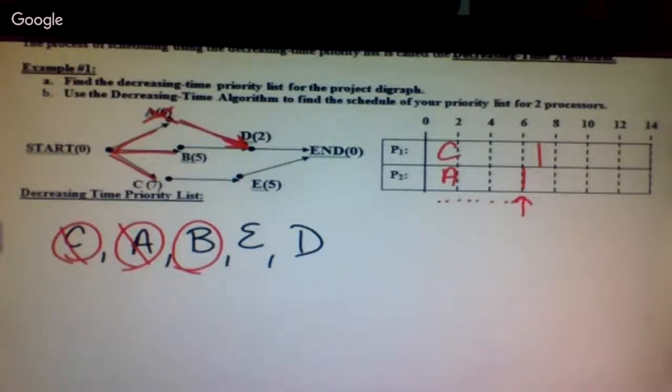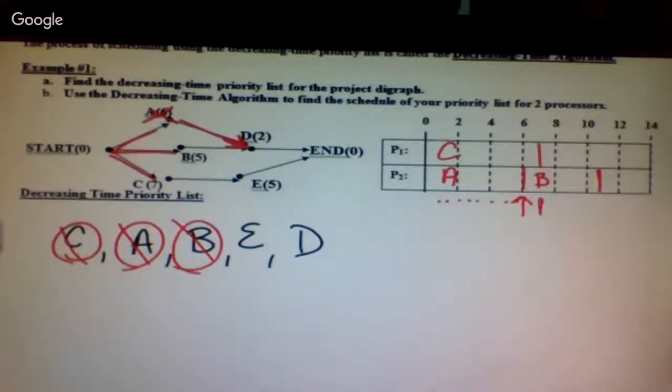Is anything else ready once A has finished? No. E is still not ready. D is still not ready. Okay? But I already have one that's ready, so we can go ahead and schedule B. B takes 5 minutes. That takes me to 11. Okay? So we've scheduled B.